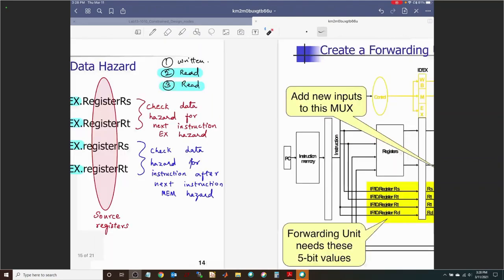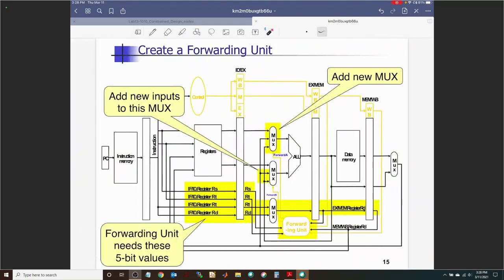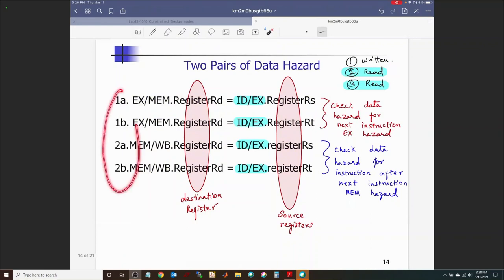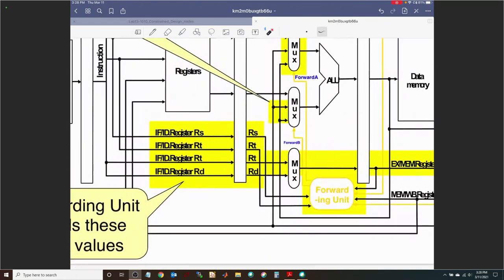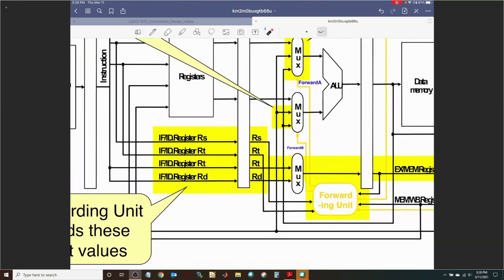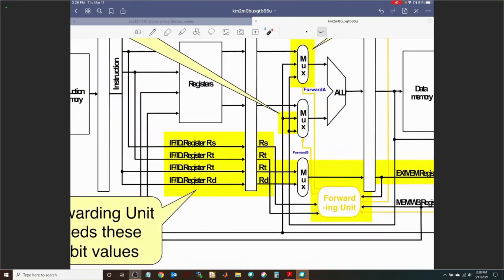Okay, let's move on. So here we have a forwarding unit. Where have we put it? Right here. So this forwarding unit has to do this check, right? So it has to do 1A, 1B, 2A, 2B check. For that, it needs XMEM RD, MEM write back RD, all of these, right, to do that check. Let us see whether we are getting those or not. So let us first focus on RS, RT, RD, all of those, right?